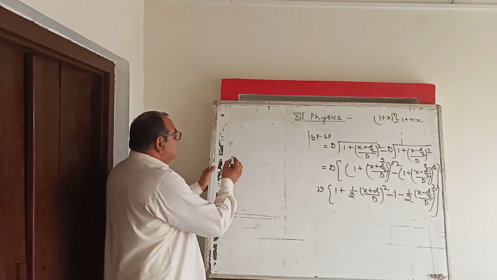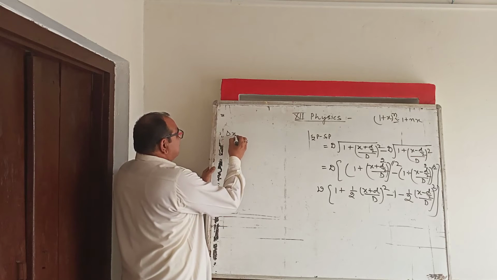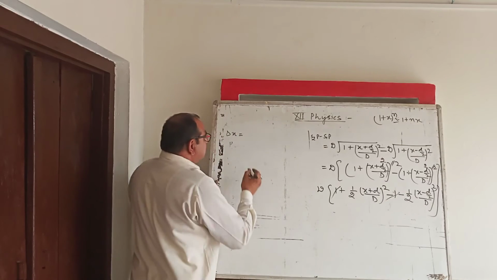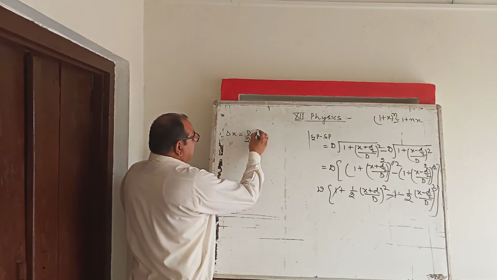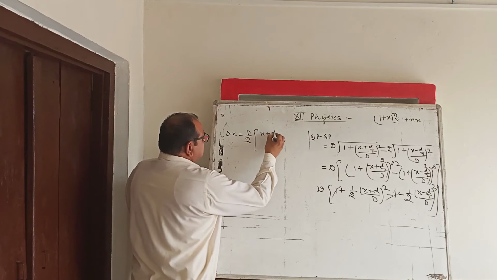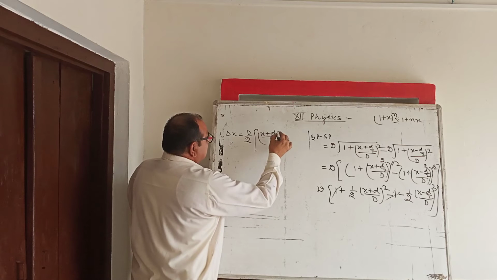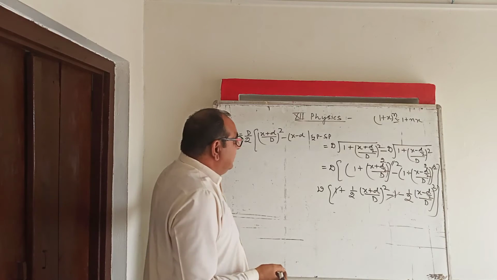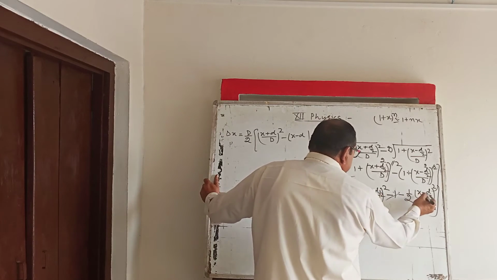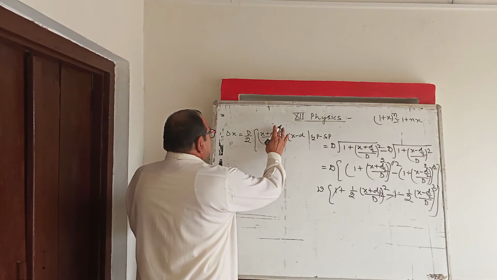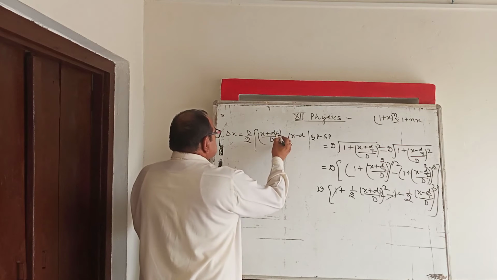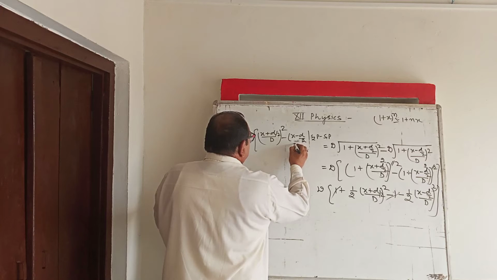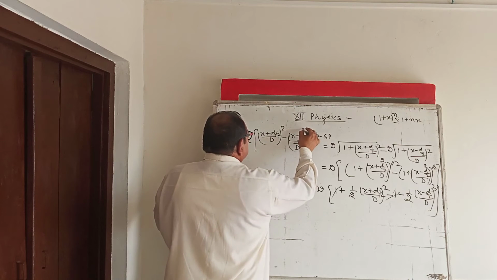Now, path difference delta x equals D, the 1 is cancelled by minus 1, and D by 2 taken common, you will get x plus d by 2 upon D to the whole square minus x minus d by 2 upon D to the whole square.